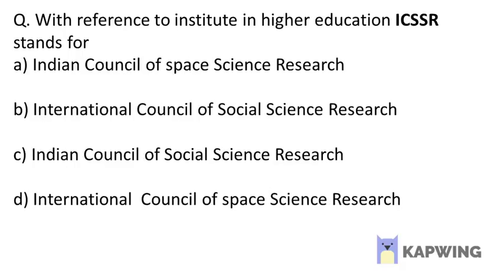With reference to institutes in higher education, ICSSR stands for: A, Indian Council of Space Science and Research; B, International Council of Social Science and Research; C, Indian Council of Social Science and Research; and D, International Council of Space Science and Research. So friends, the correct answer for this is Indian Council of Social Science and Research. That is option C is the correct option.